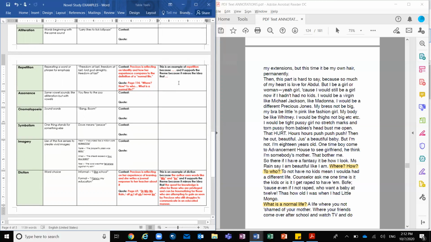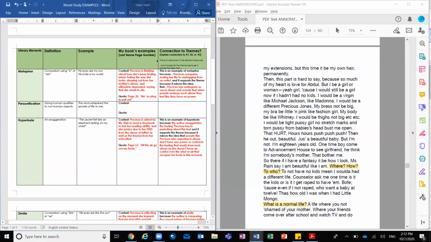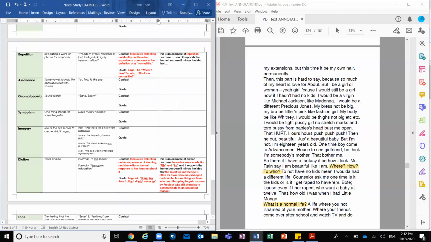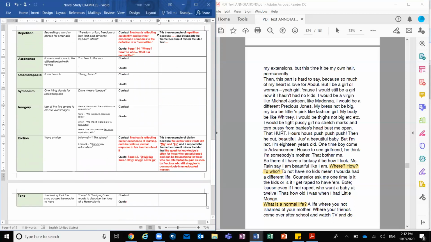So now we need to do our analysis. We'll copy down our sentence starter from our connection to theme box. And that's what we'll start with here. So first, let's explain how this is an example of repetition. And we can argue that this is an example of repetition because the author repeats the sentence structure, or syntax is another way to explain that, with questions. So the author repeats the sentence structure or syntax with questions.